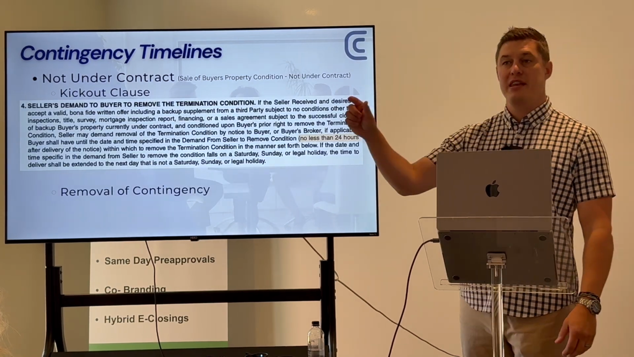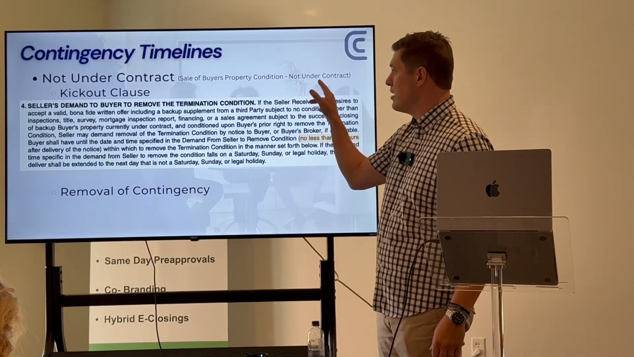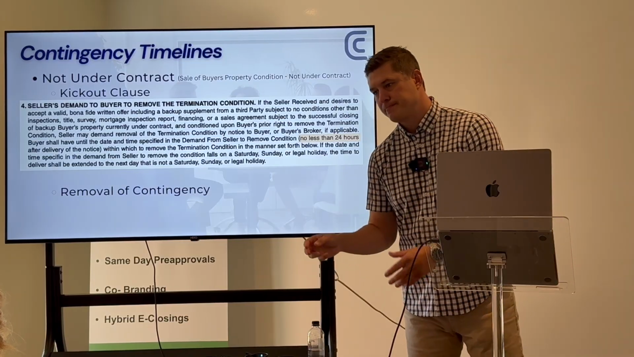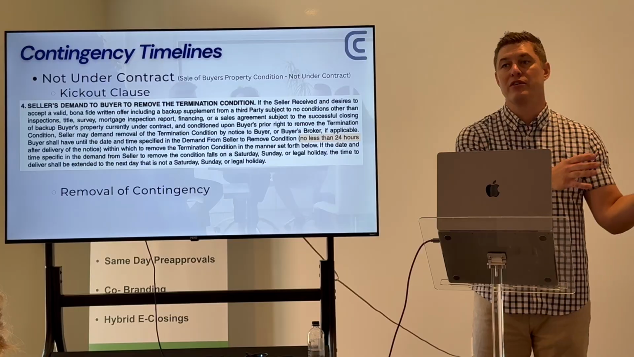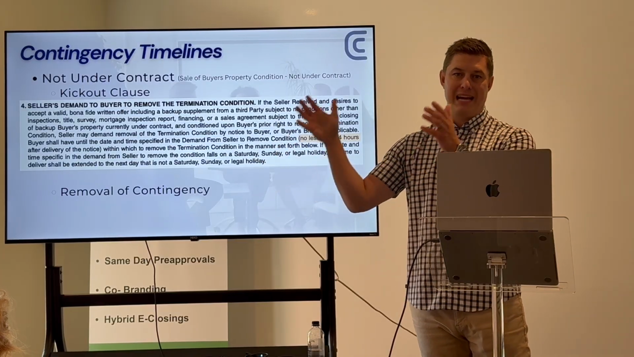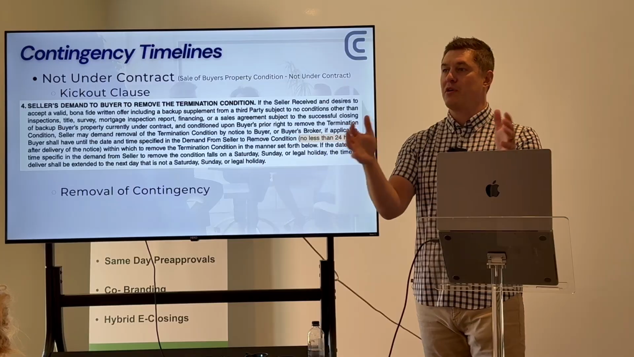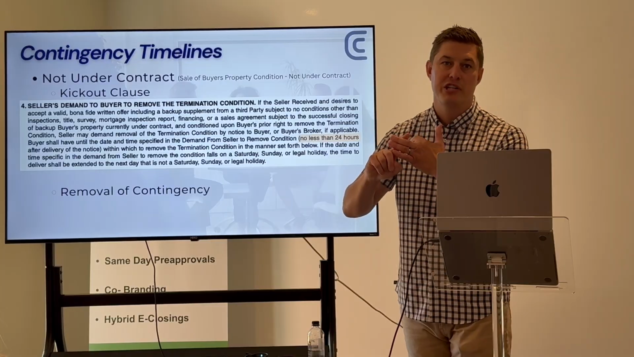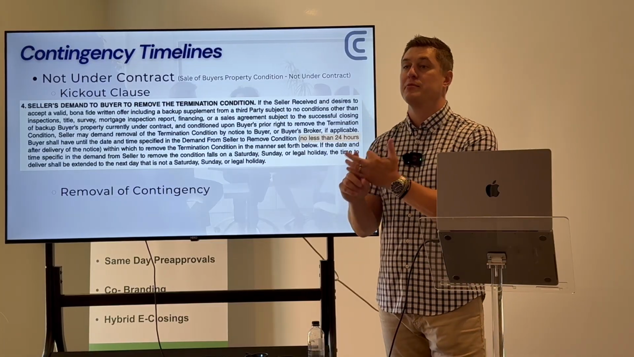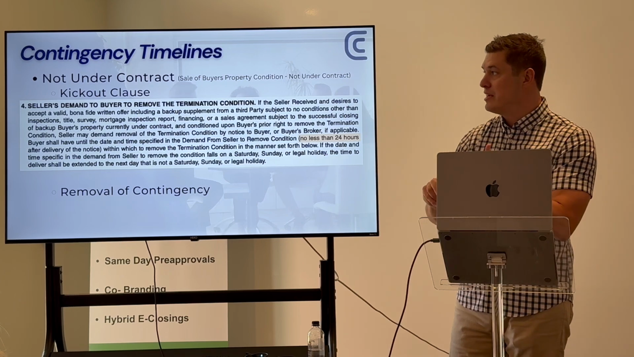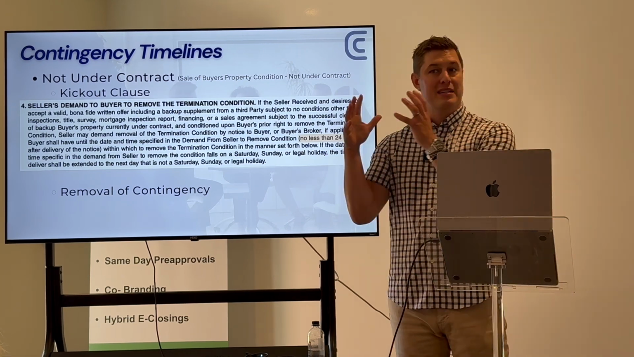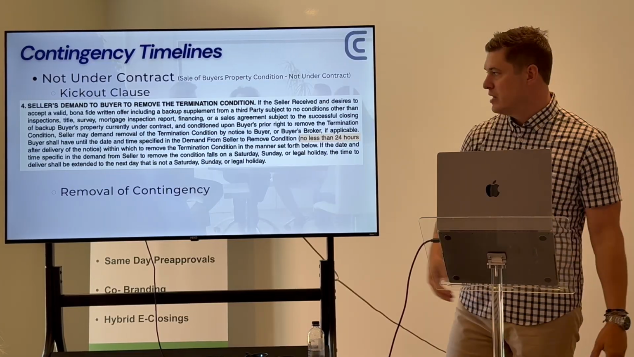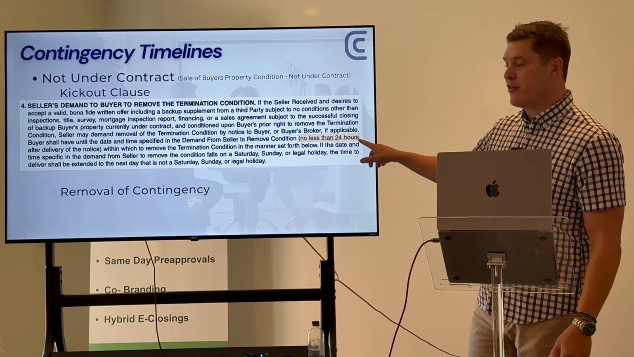So the next thing on the seller's buyer's property condition not under contract document is what's called a kick-out clause. Basically, when it's not under contract, the seller can continue to market the home and accept offers. You have first right of refusal, but they can keep it active on the market, take offers, and negotiate offers. If they negotiate an acceptable offer, they can initiate a kick-out clause, which means I'm going to accept the other offer and give you X time to remove your contingency. It defaults to no less than 24 hours.